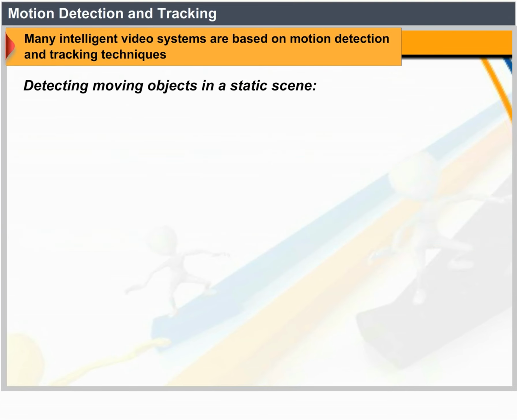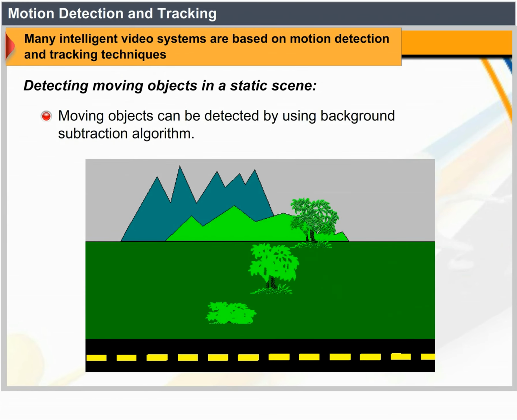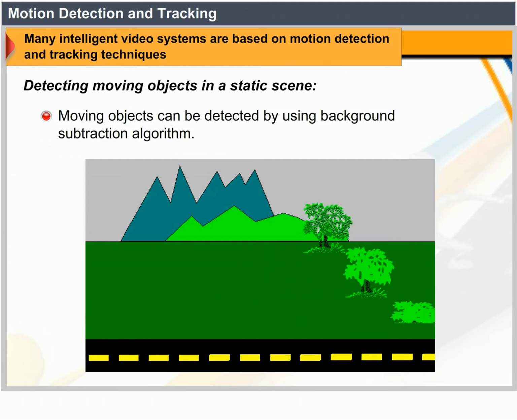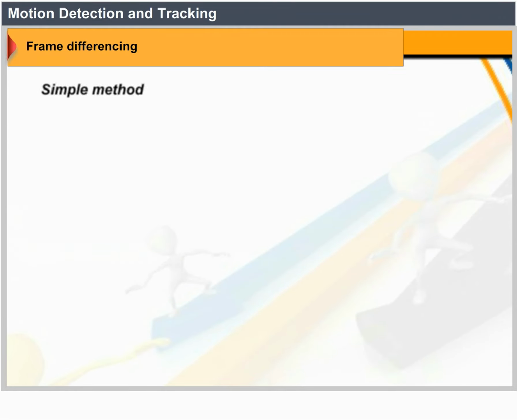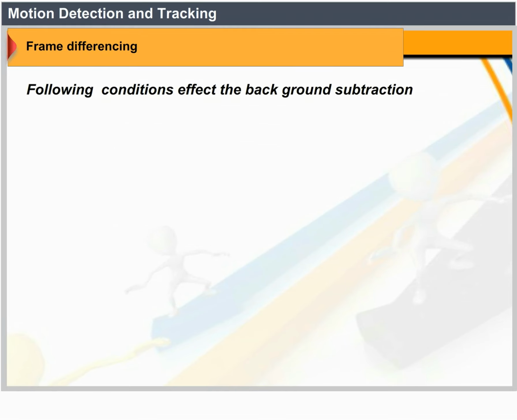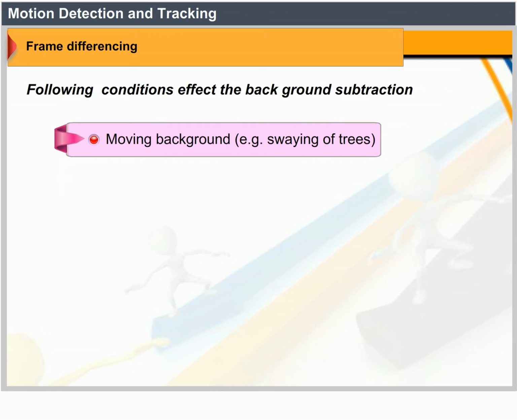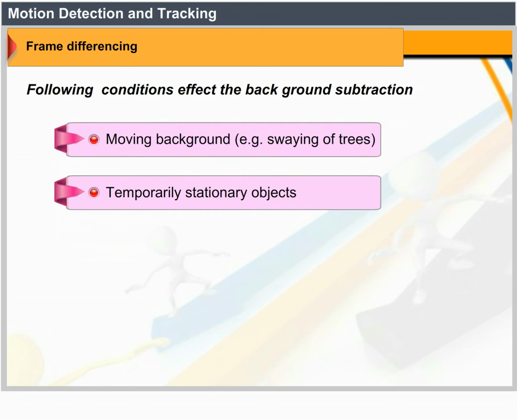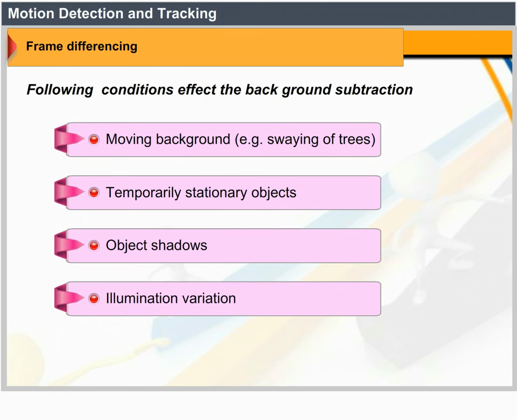Detecting moving objects in a static scene. Moving objects can be detected by using a background subtraction algorithm. Frame differencing. Simple method: subtract consecutive frames. Ideally, this will leave only moving objects. The following conditions affect the background subtraction: moving background, for example, swaying of trees; temporarily stationary objects; object shadows; illumination variation.